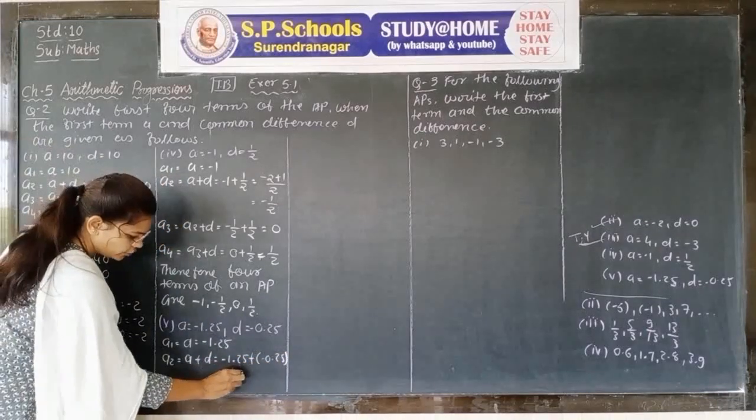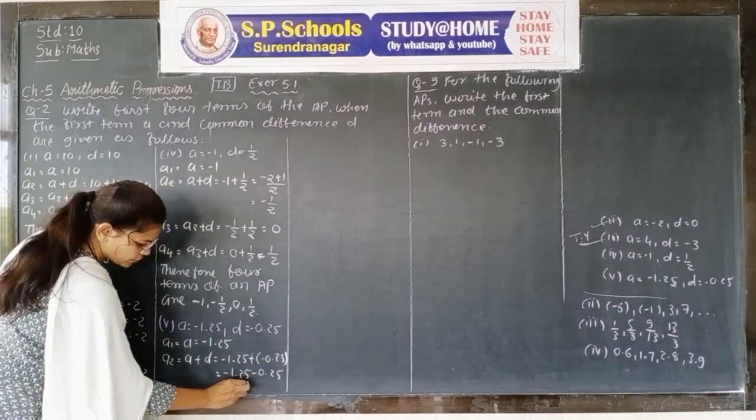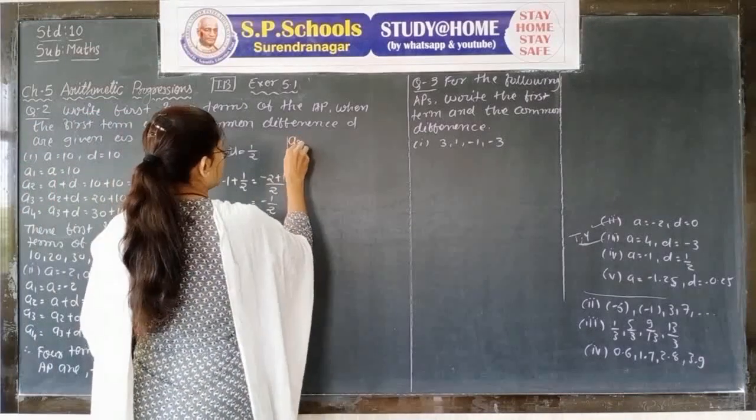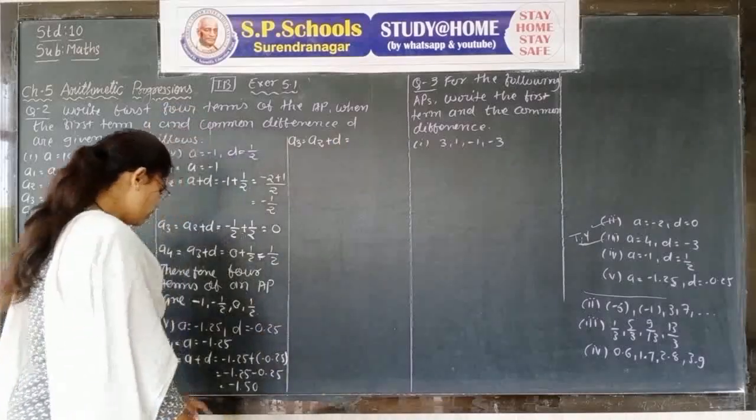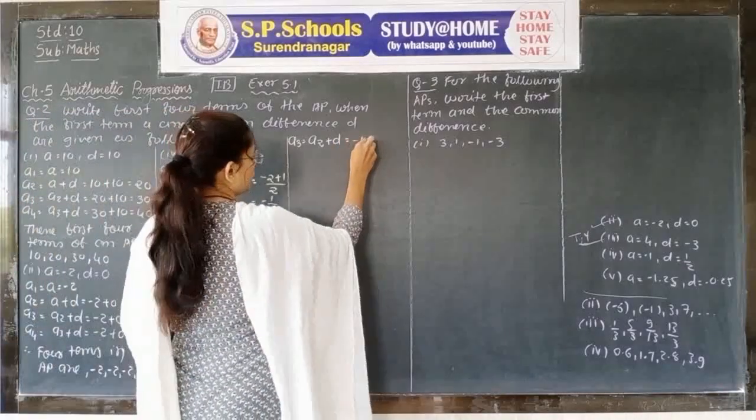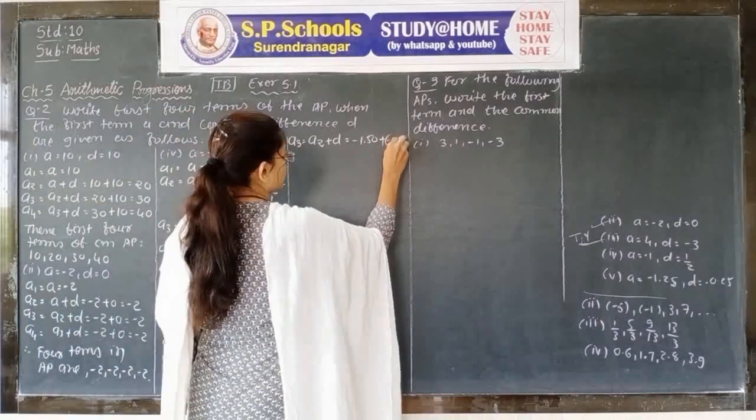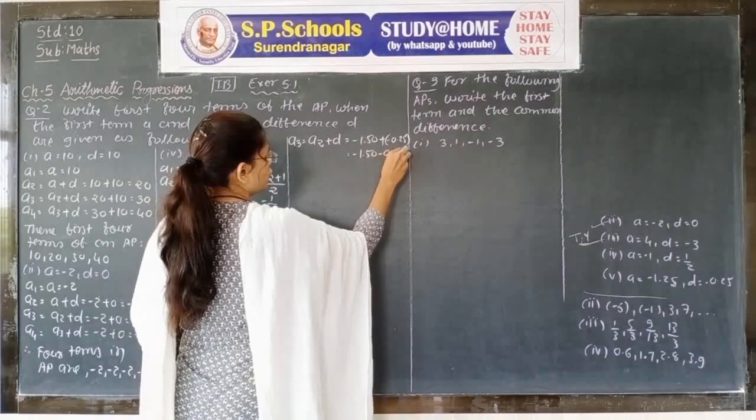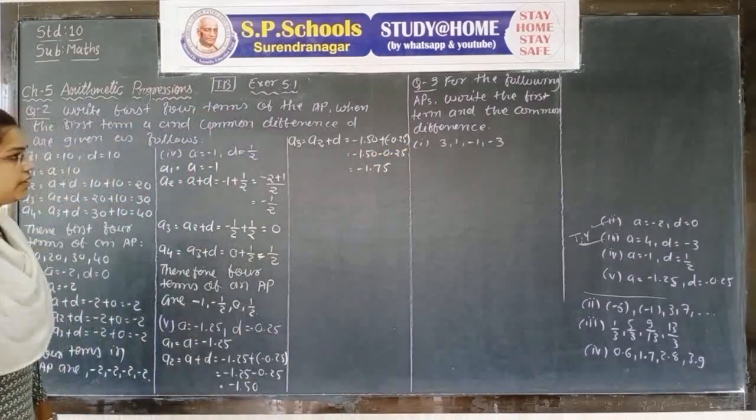We add both the terms. If you are not able to do it directly, open the bracket first and we get -1.50. It is our second term. Now to find the third term A3, A2 plus D, where A2 is equal to -1.50 plus D is equal to -0.25. -1.50 minus 0.25 is equal to -1.75. It is the third term.